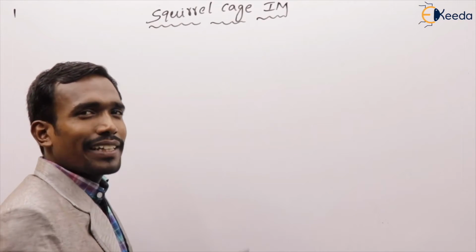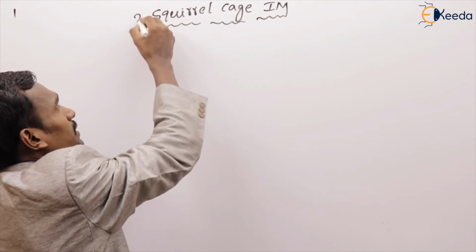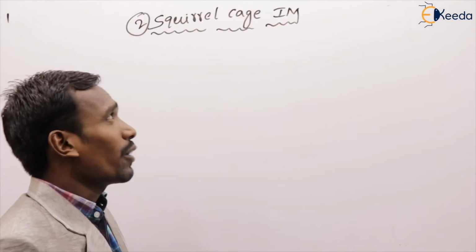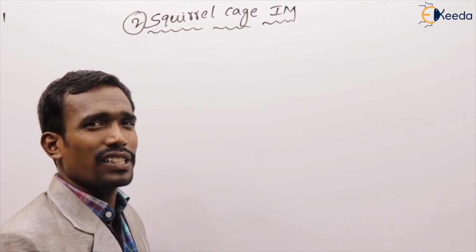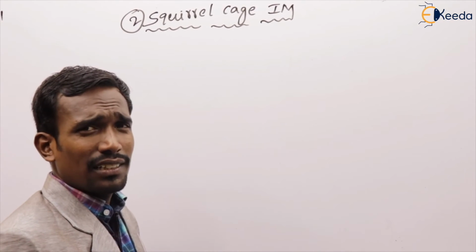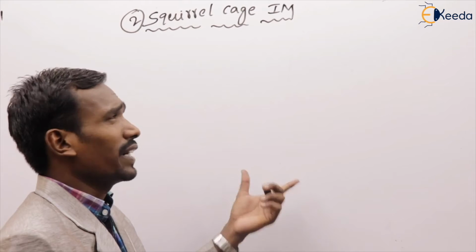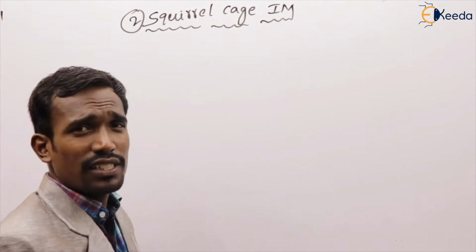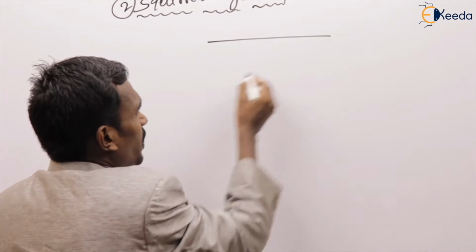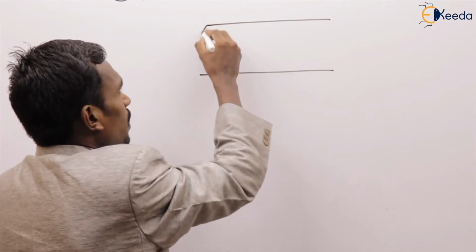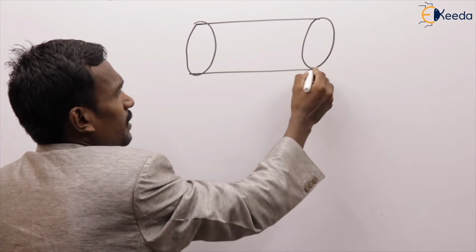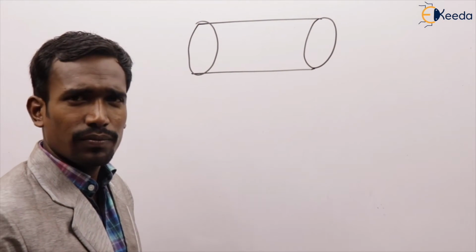Okay. Next one, the second one: squirrel cage induction rotor, or squirrel cage induction machine. Let's see the features and different points about the squirrel cage induction machine. Generally, the squirrel cage induction machine looks like this. This is my squirrel cage induction machine.